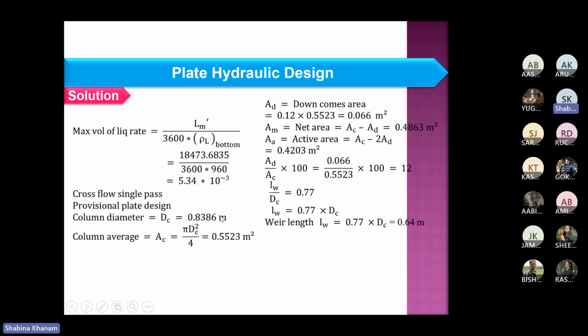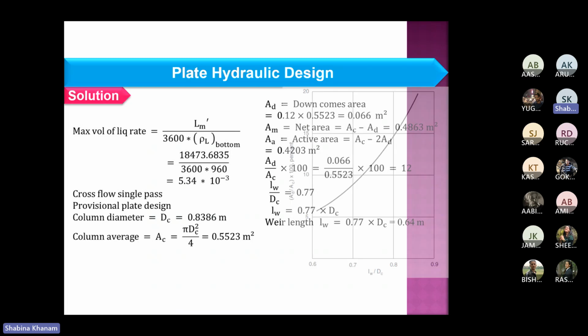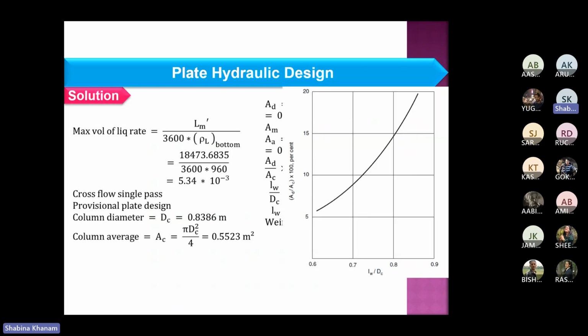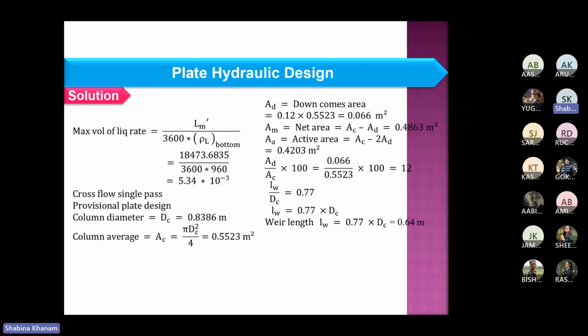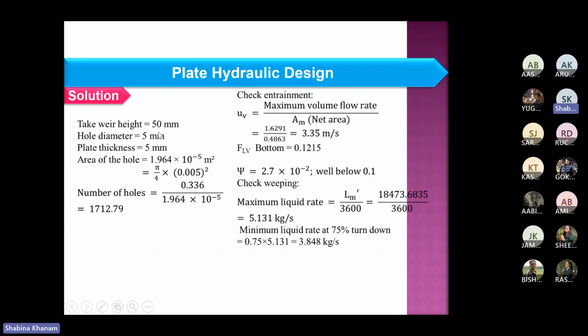Okay, after that the column diameter is given, average what we can say, column area we can find out, and then we can have downcomer area, net area, active area, and all that you can find out. Okay. LW by DC you can find, so weir length should be 0.64 like this. Okay, from this graph. I don't think that I need to explain this further. We have already discussed. Okay. Now we need to take the weir height as 50 mm, the recommended value, column diameter 5, plate thickness 5, all these you can choose.